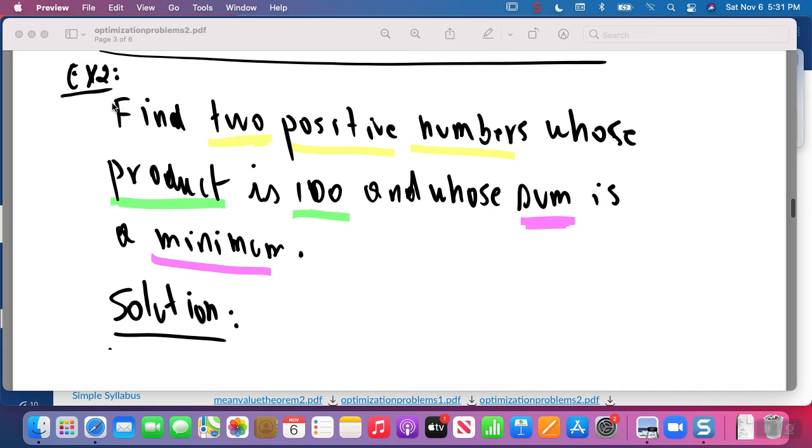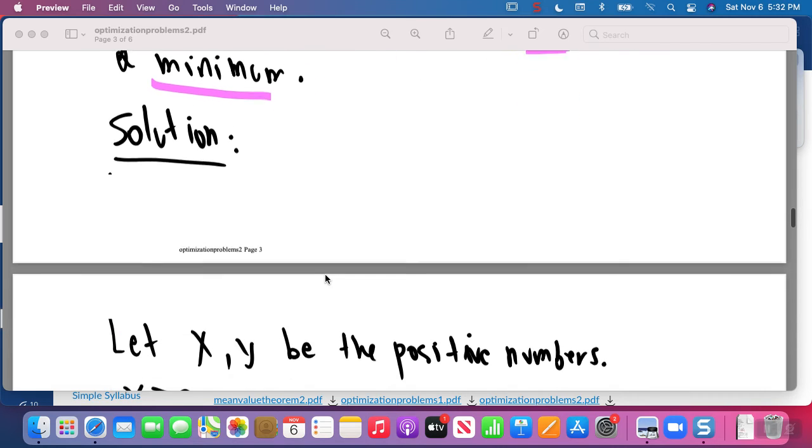For this example, they ask us to find the two positive numbers whose product is 100 and whose sum is a minimum. Again, another minimization problem. So here we're looking for two numbers that are positive, and whose product, if you multiply the two numbers, is going to give you 100. And if the sum is a minimum, if you add these two numbers, you're going to get the smallest number possible. So let's do the analysis.